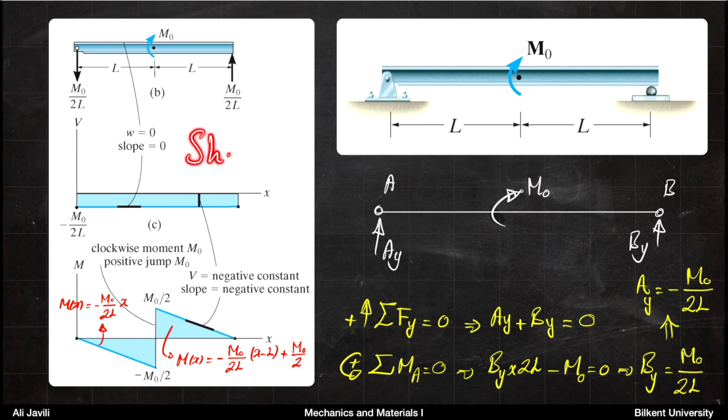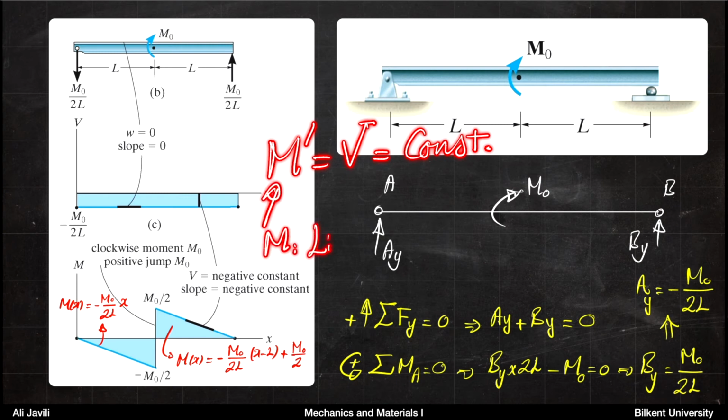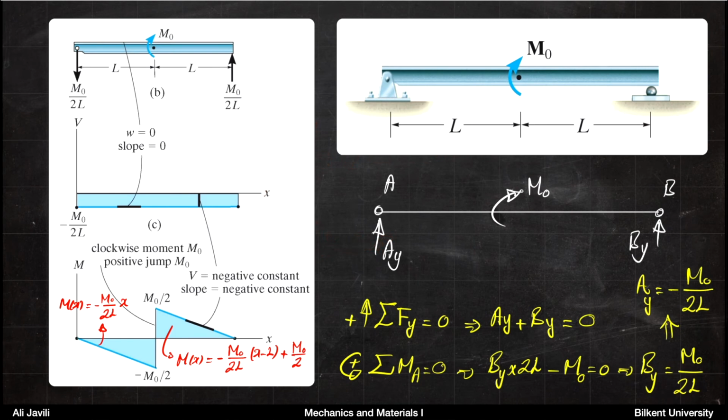Now that you have the shear diagram, you should remember that M prime equals V. You know V is constant now. So because V is constant, M would be linear. And you know M at the end, at the support here, because it's a pin, is 0. So it would be linear. The slope would be minus M0 divided by 2L. So basically you would have a line which looks like this. The equation of the line is minus M0 over 2L times X. So this is your moment.